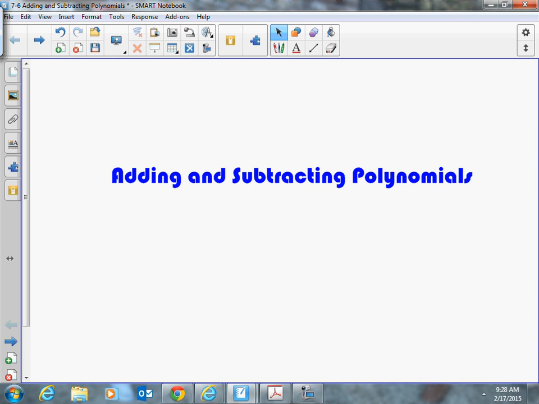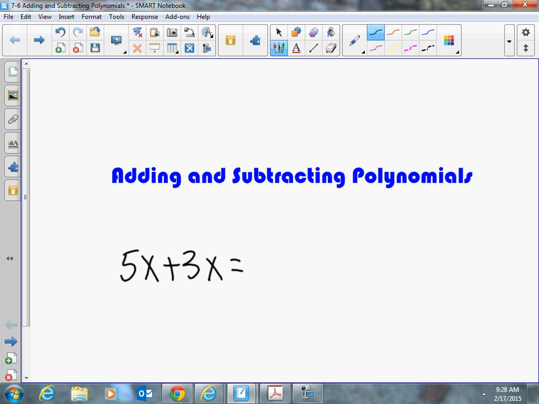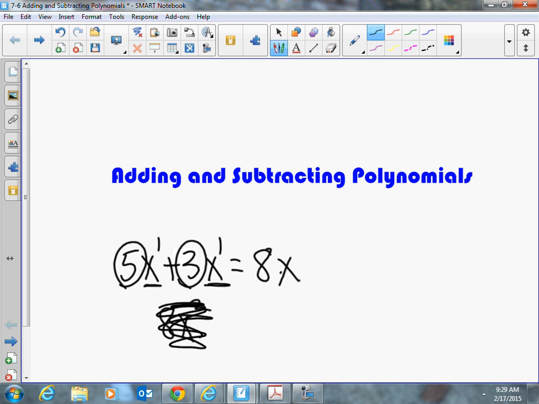So for example, if I write the problem 5x plus 3x, we know that because both terms have an x, they're like terms. They're raised to the same exponent. That's a 1. So what do we do? We simply add the coefficients, the 5 and the 3, to get 8, and we keep the x the same. Notice we did not get 8x squared. We're not adding exponents, okay? We're simply combining like terms because the variable and the exponent are the same.